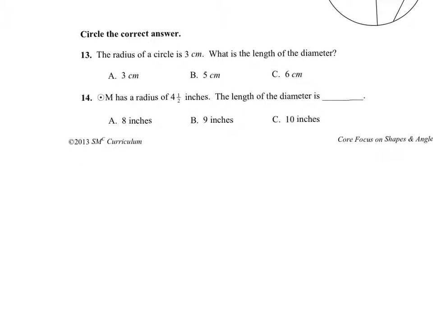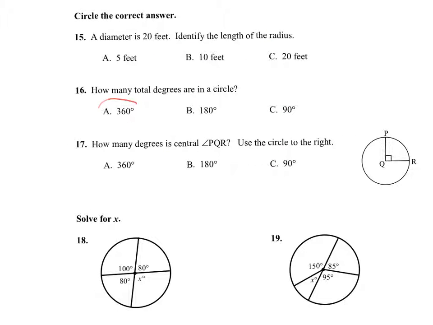If a circle has a radius of 3 centimeters, what's the length of the diameter? 2 radius equals the diameter. So the diameter is 6 centimeters. A whole circle has 360 degrees in that circle.